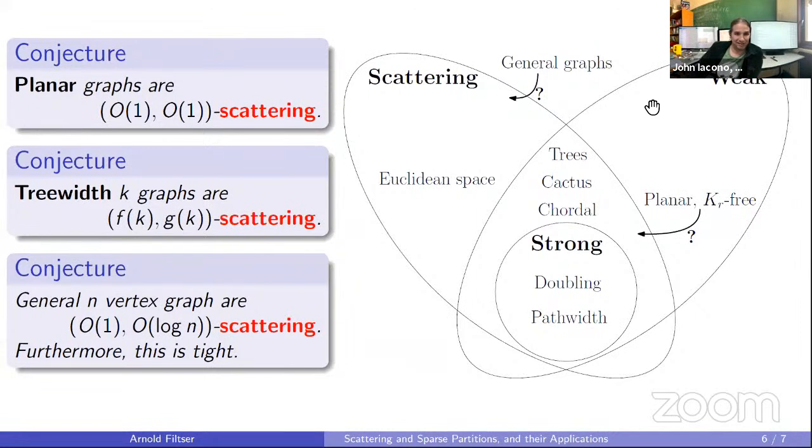So I understand that if you have such a partition, you automatically get an efficient solution for the Steiner point removal problem. It's actually not a single partition. You need a scheme. Okay, yes, that's what I meant. But how efficient is this?